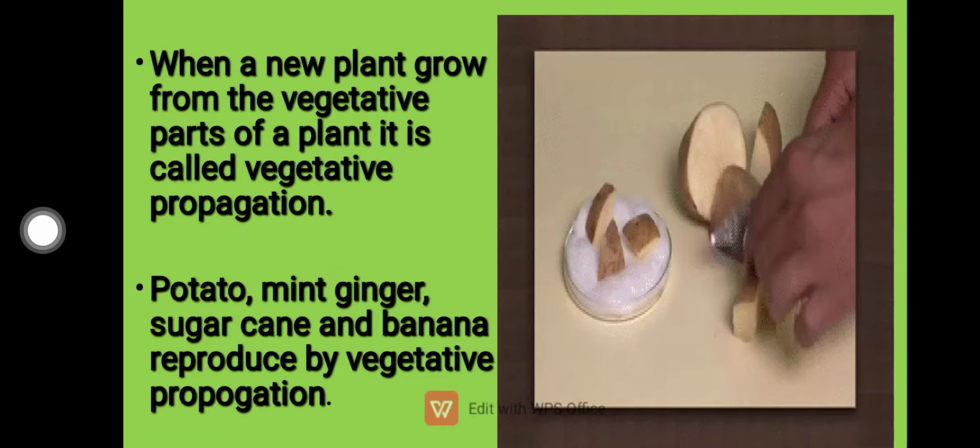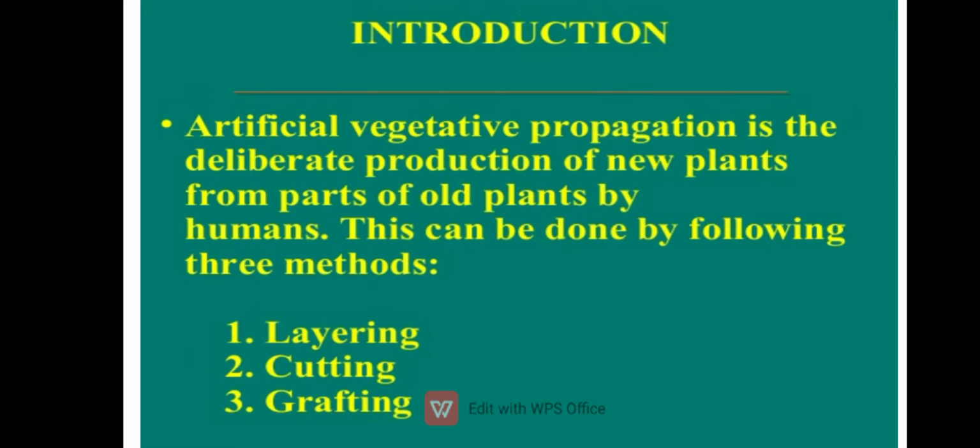Good morning, class. In the previous lesson, we have learned about vegetative propagation. When a new plant grows from the vegetative parts of a plant, it is called vegetative propagation. We have also come to know about artificial vegetative propagation. It is the deliberate production of new plants from parts of old plants by humans, out of which there are three methods. One is layering, cutting, and grafting.